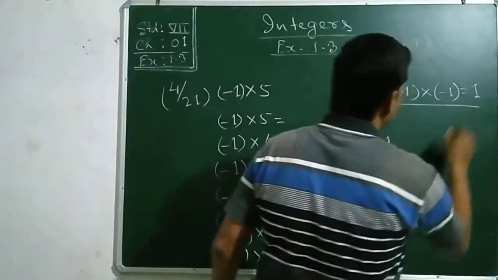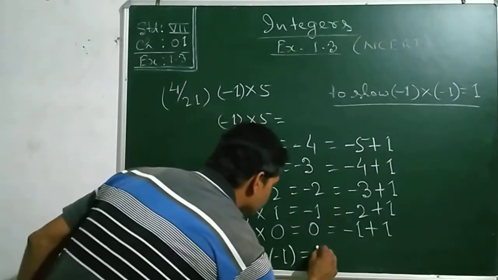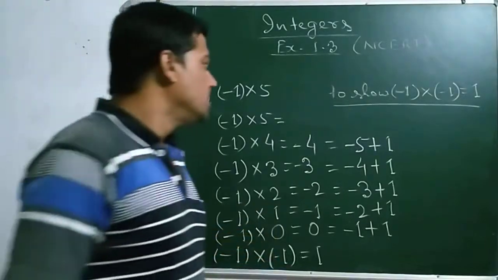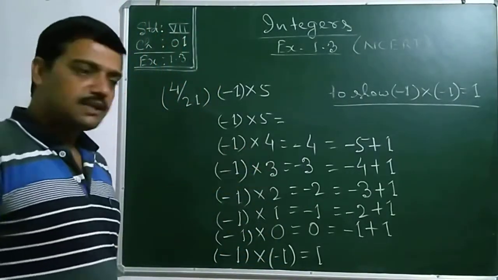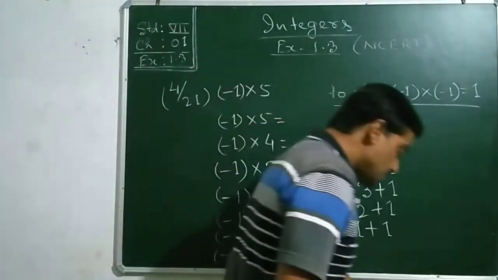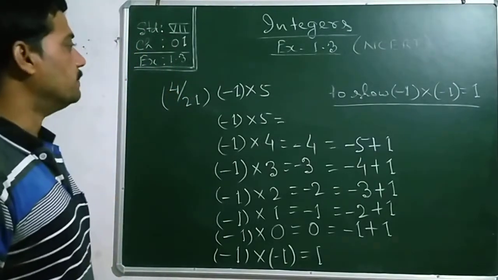So minus 1 into minus 1, what do you get? Equal to 1. Got the pattern? Follow the pattern. This is nothing but a number pattern, how to write up the different patterns. Come to the next sum, that is number 5. Observe this sum carefully and move to number 5.